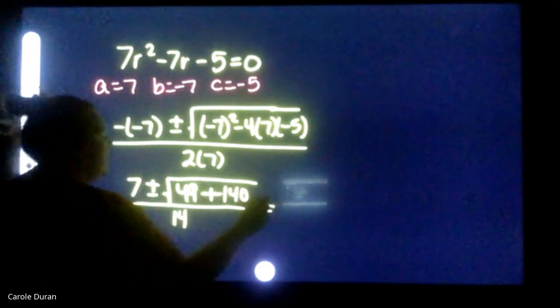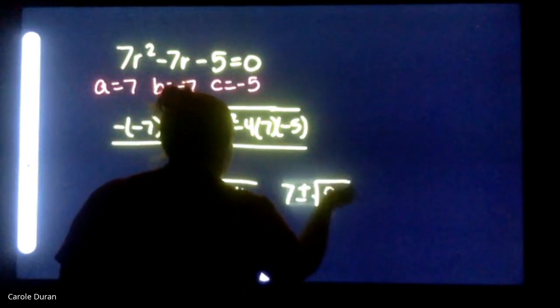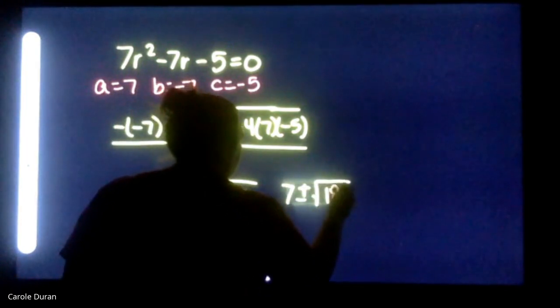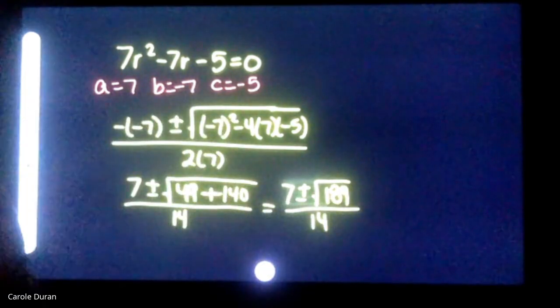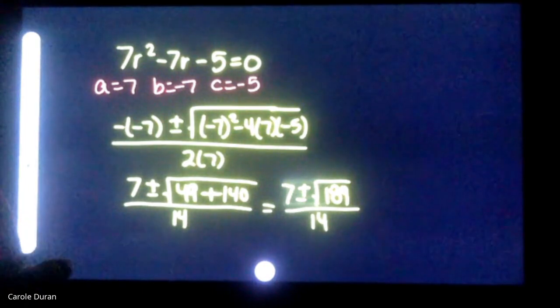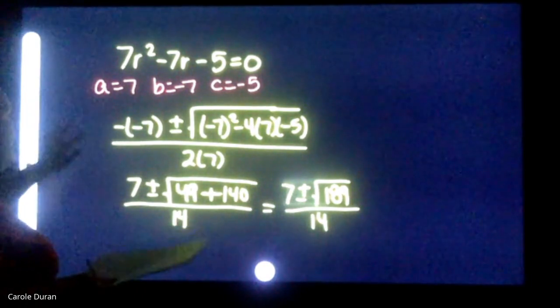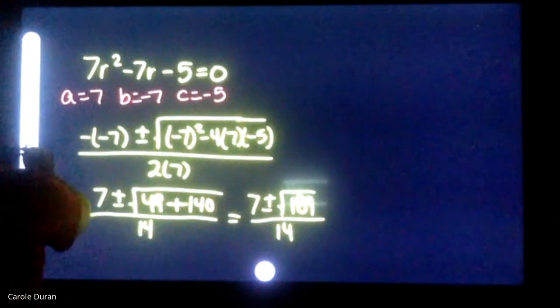Simplify this farther, and I get 7 plus or minus the square root of 189, sorry, all over 14. So from here, remember, we do not want decimals, so everything I have to do has to be in simplified radical form. I know 189 is not a perfect square, so I'm going to go ahead and do a factor tree over here.